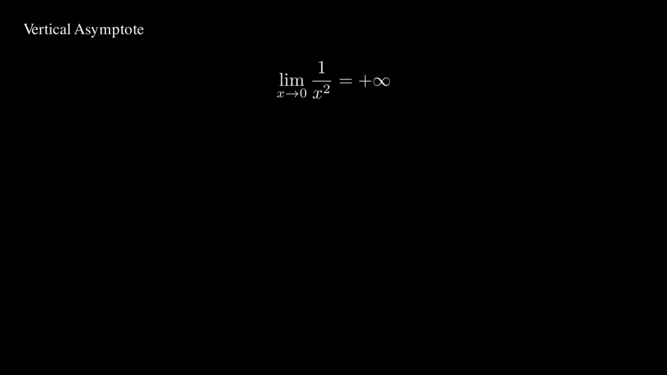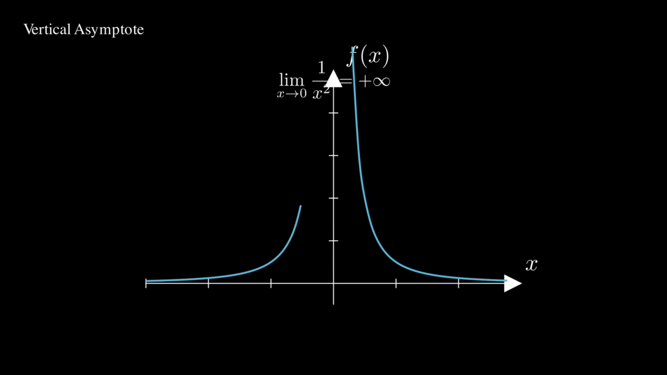When the limit is positive or negative infinity, we get a vertical asymptote. The curve gets closer and closer to the vertical line x equals a without ever touching it. Classic example, the limit as x approaches 0 of 1 over x squared equals positive infinity. The graph shoots up infinitely near the y-axis.